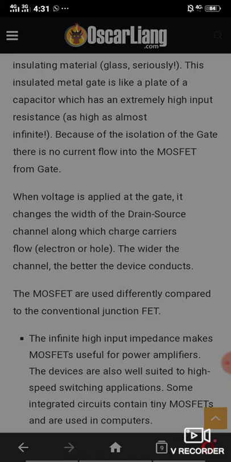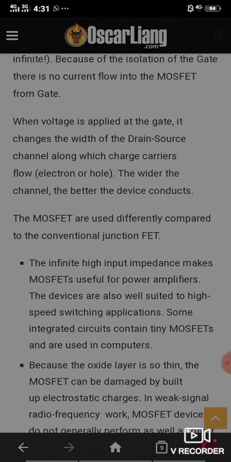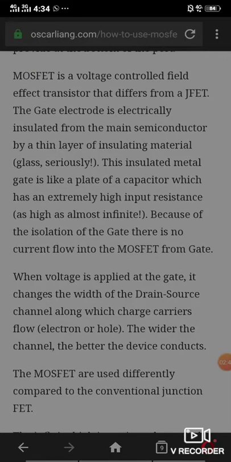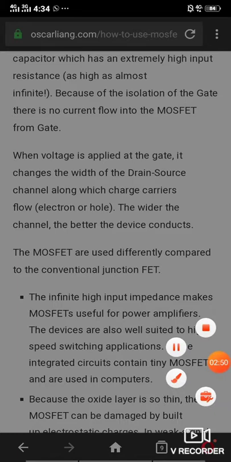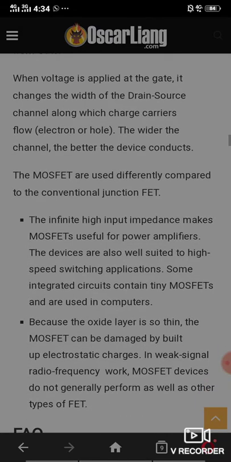The high input resistance makes MOSFETs useful for power amplification. The devices are also well suited to high speed switching applications. Some integrated circuits contain tiny MOSFETs and are used in computers.